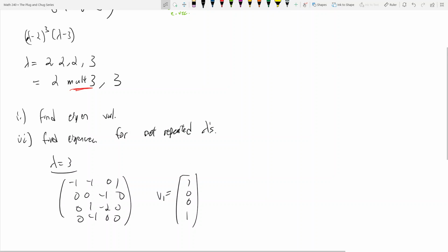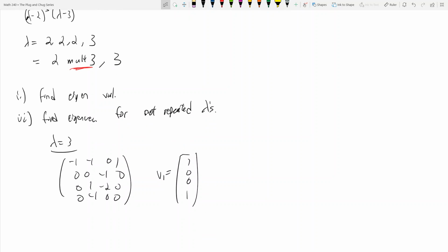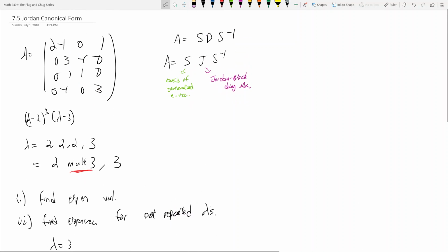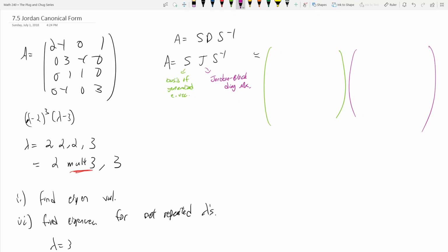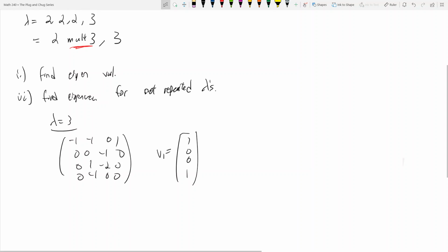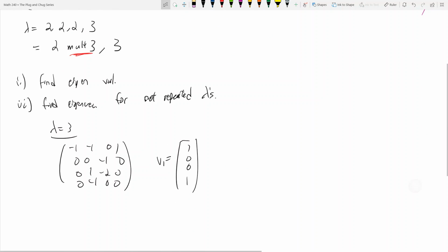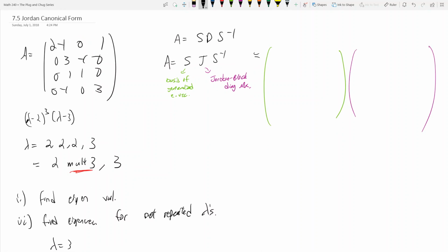And what do I do? Well, you just deal with it normally. So even when we have SJS inverse, let's say S is this green column, and purple is this purple column. For lambda equals 3, you just do your thing normally: 1, 0, 0, 1. You put your eigenvector there, and then you put your associated eigenvalue on the diagonal. Everything so far is so good.